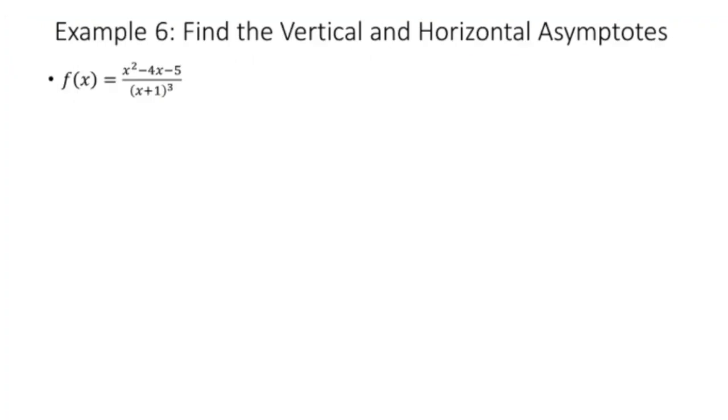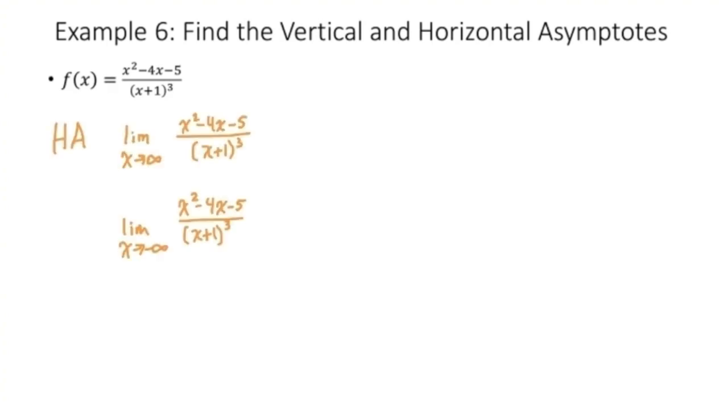Now we're going to find the vertical and horizontal asymptotes of the following functions. We'll start by finding the horizontal asymptotes. This is because in order to find our horizontal asymptotes, we're going to find the limit as x approaches infinity and x approaches -infinity of our function. We'll start with x approaches infinity.